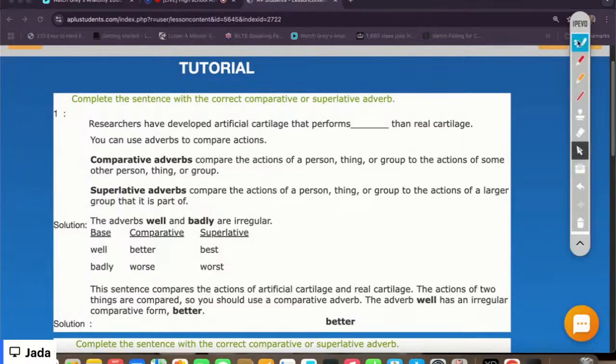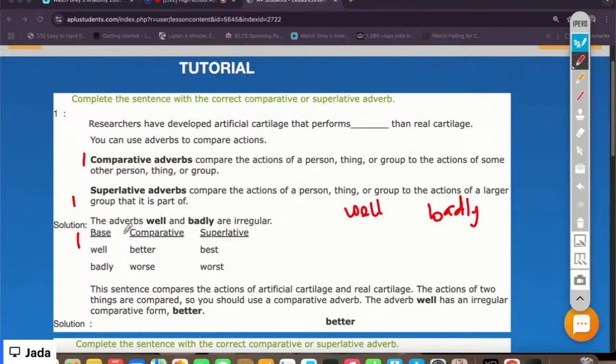All right, so we know that you can use adverbs to compare. So we have comparative and superlative, and we know that comparative compares one person to another person, and then the superlative compares within a larger group. Okay, now the adverbs well and badly are irregular. So they are irregular, right?